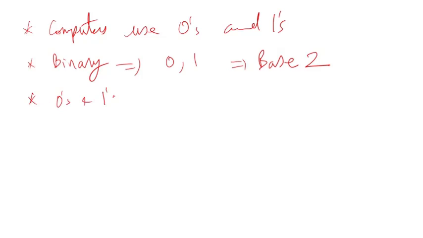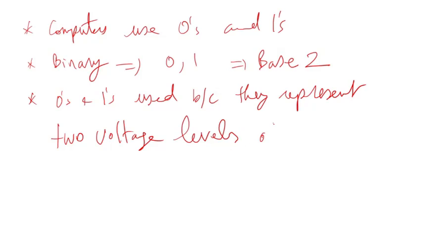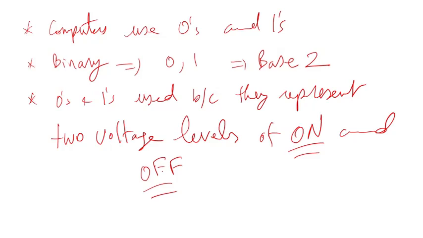So zeros and ones are used because they represent the two voltage levels of on and off kind of states. Zeros and ones are called bits.